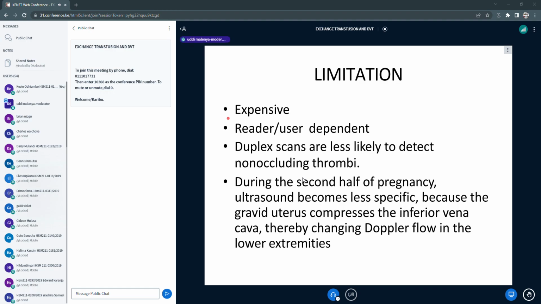When you're carrying out a Doppler ultrasound, there is something called a probe that the user uses to beam images back to the screen. So if the user is not able to beam the images correctly and maneuver the probe, then the information that you're going to get on the screen may not be accurate.